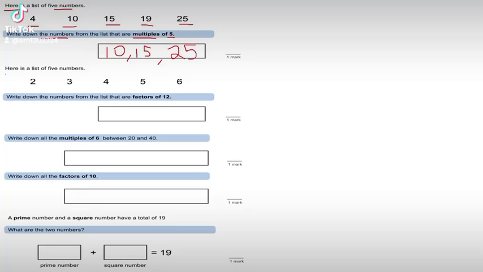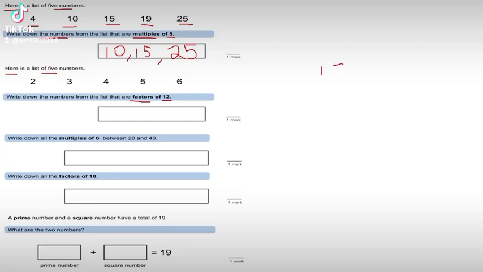Okay, next. Here is a list of 5 numbers. 2, 3, 4, 5, 6. Write down the numbers from the list that are factors of 12. So a factor or factors is a set of numbers or a number that goes into that number cleanly with no remainder. So factors of 12.